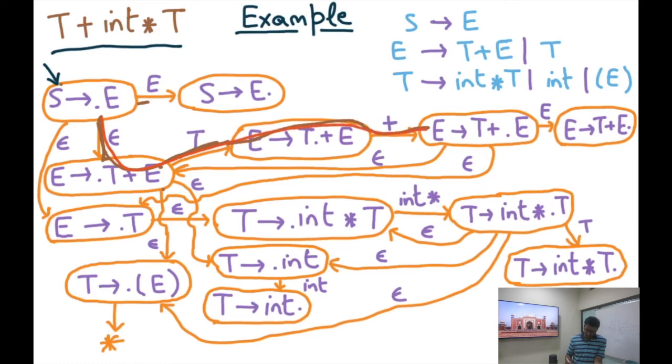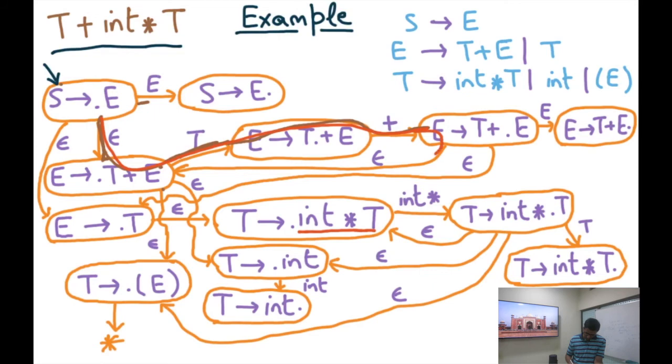So right now I am in this state, and then I want to consume an int. Here I'm just consuming an e, so that's not good enough. But I can make epsilon moves, and I can make epsilon moves to any of the places. Basically I want to get to this particular state which is going to consume int star t.